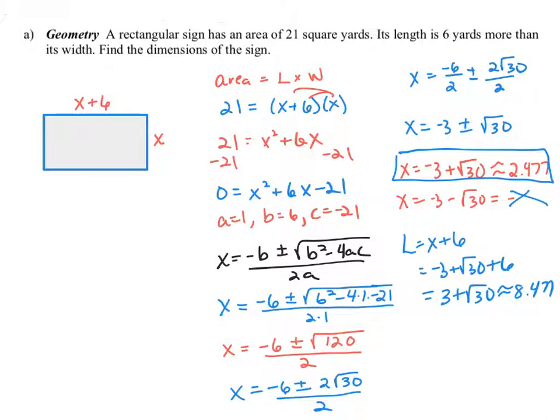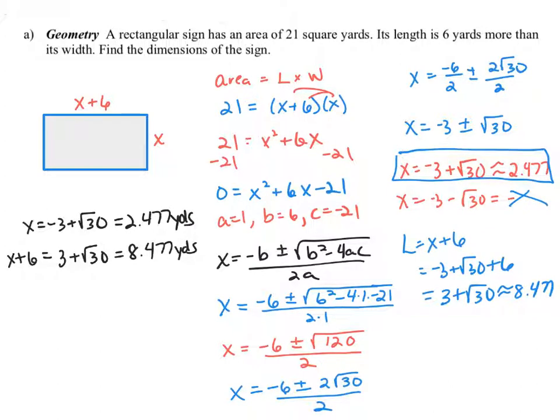yards. So let's go back to the diagram. And we can see that the width is x, which is approximately 2.5 yards, and the length is x plus 6, which is about 8.5 yards. And that would result in a sign that has an area of 21 square yards.